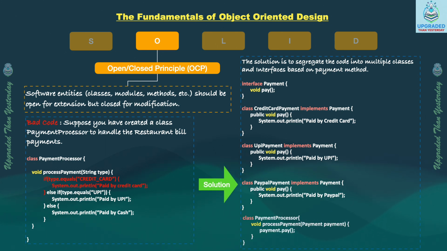So, whenever there is a need for an additional payment type to be supported, we don't have to modify any class or interface. Instead, we can simply create one more subclass of the Payment interface and implement the pay method. Also, if there is a need to remove any existing payment type, just delete that corresponding subclass of the Payment interface. This way, the class becomes open for extension and closed for modification.